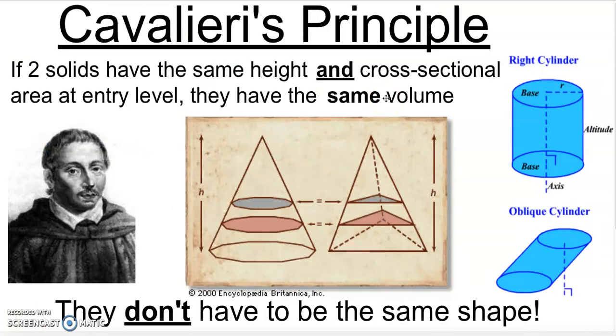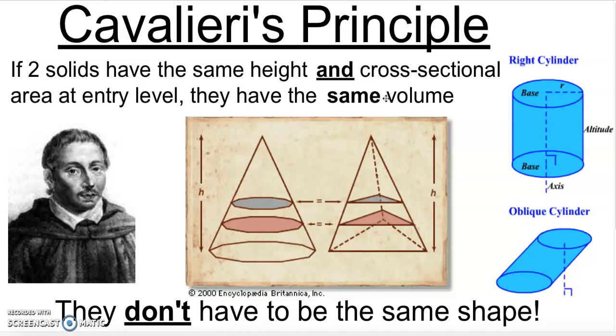All right, Cavalieri's principle, okay? So Cavalieri actually did a lot of mathematical work, but one of the most important things that he came up with is that if I have two solids that have the same height, and if I slice them across the middle at some point, and they've got the same area at that point, they're going to have the same volume, even if they're not the same kind of solid.